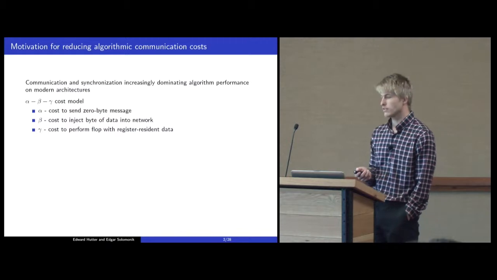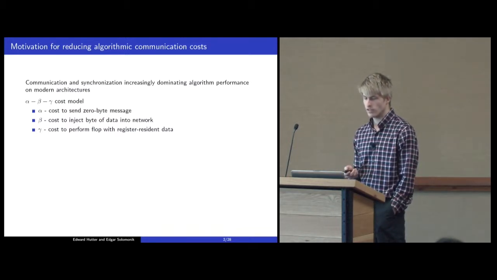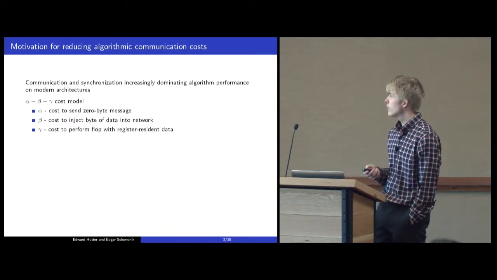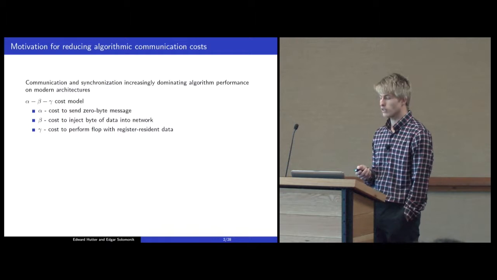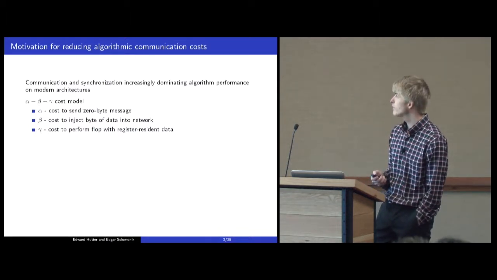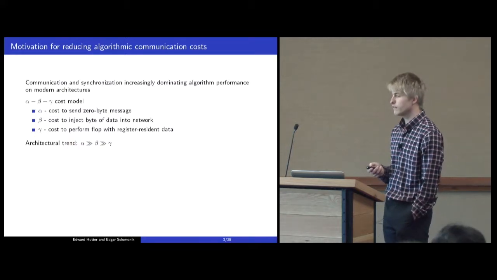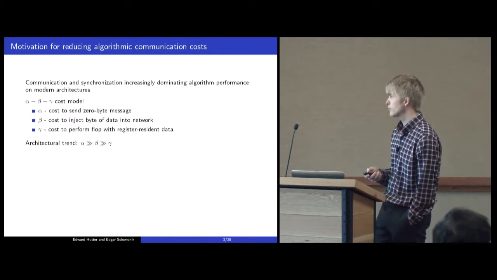So throughout this talk, we're going to be utilizing the simple alpha, beta, gamma cost model, where alpha is the cost to send a message over a network. Alpha is the cost to send a 0-byte message. Beta is the cost to move a byte of data into the network, and gamma is the cost to perform a floating point operation with register resident data. And so, as mentioned, the trend is that alpha is decreasing exponentially slower than beta, and beta is decreasing exponentially slower than gamma.